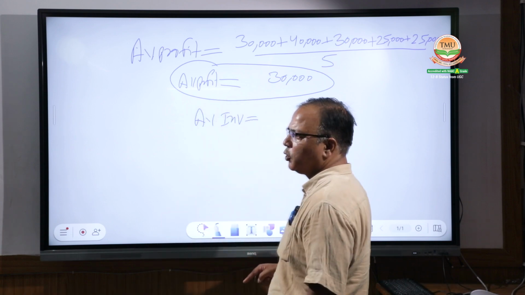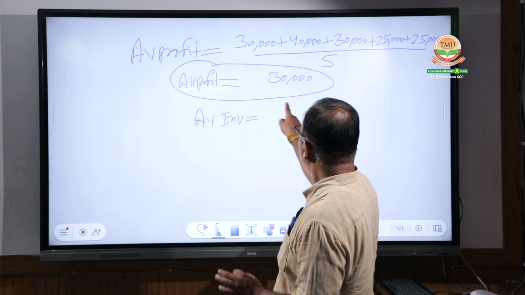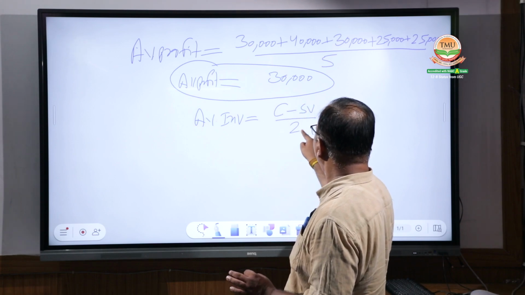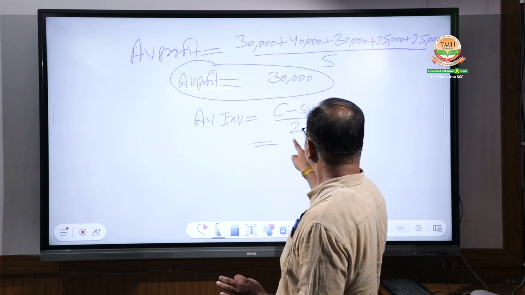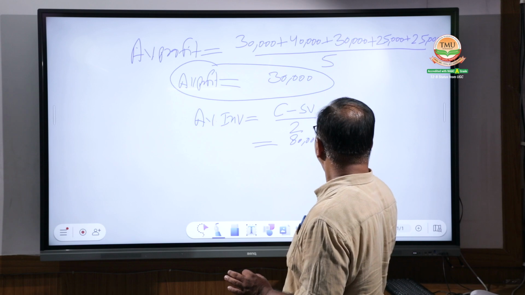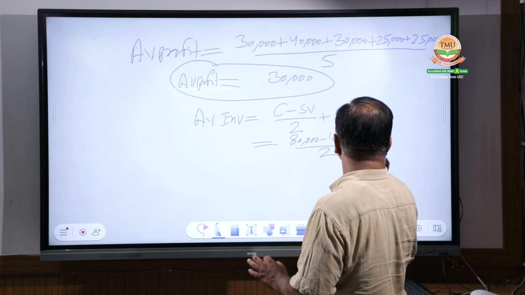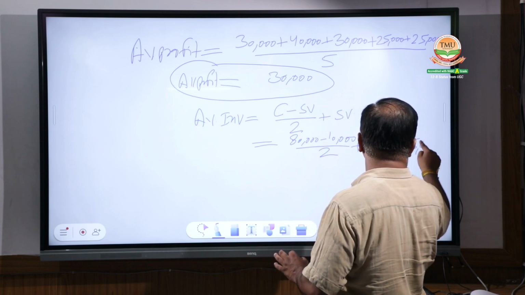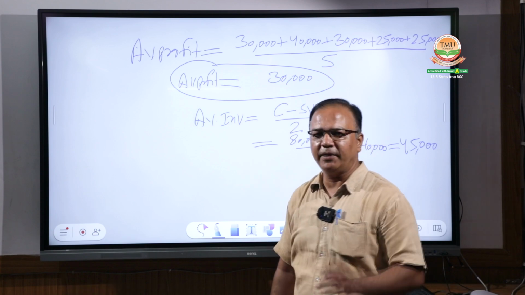It was rupees 45,000 because the formula is cost minus scrap value divided by 2 plus scrap value. It was 80,000 minus 10,000 divided by 2 plus 10,000 is equal to 45,000. This is the average investment.